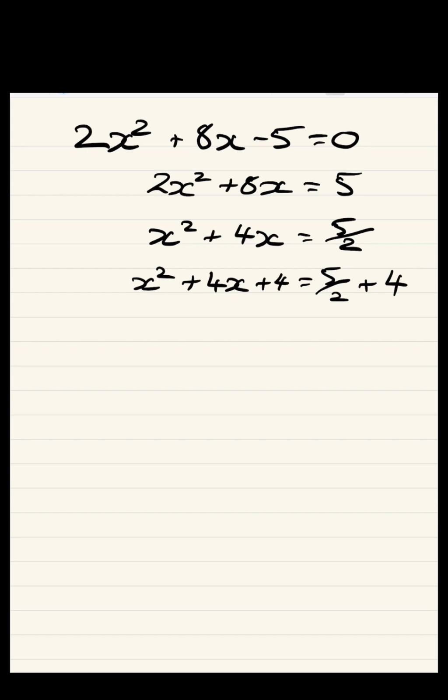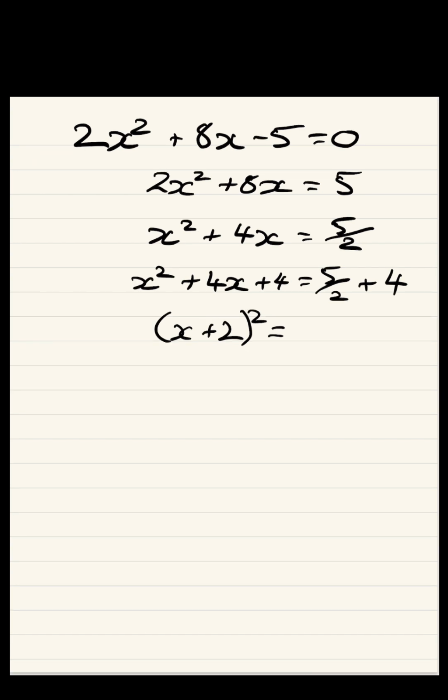And now I want to complete the square on the left, so I'm just going to put that into a bracket. x plus half of 4 is 2, squared. And then of course on the other side I'm just going to do a little bit of simplifying. So actually I'd end up with 8 over 2, so I'm going to add 8 and 5 together.